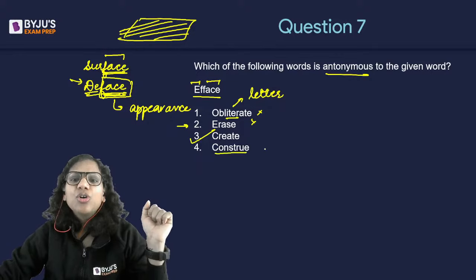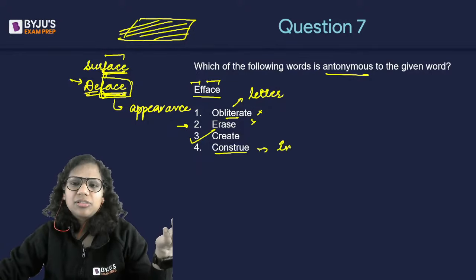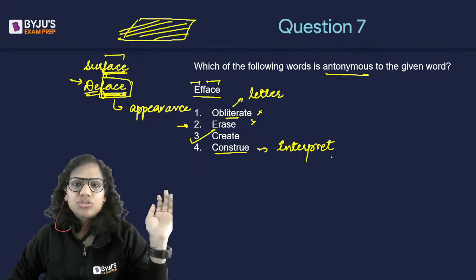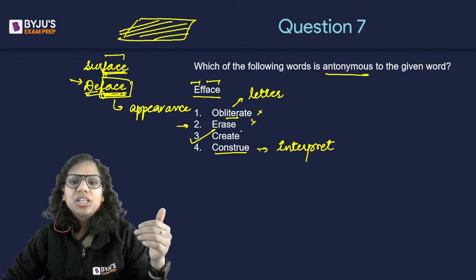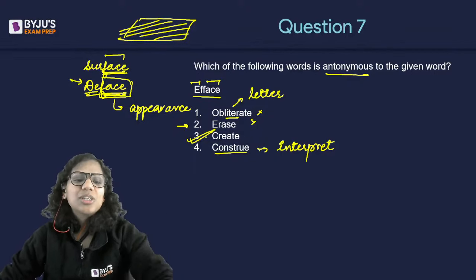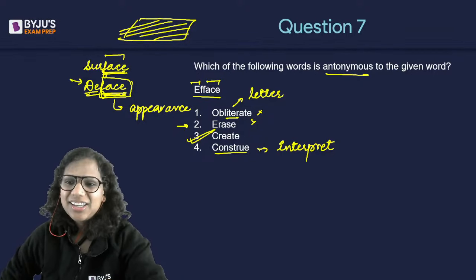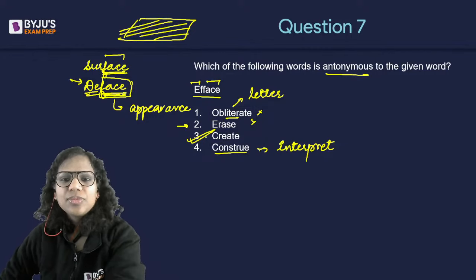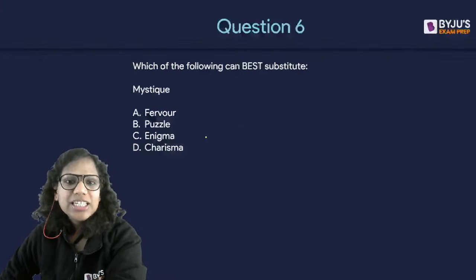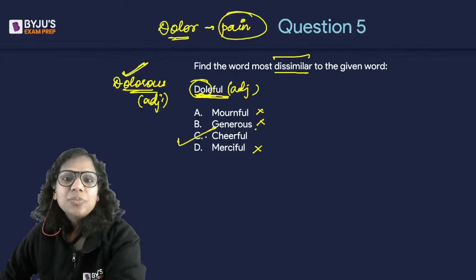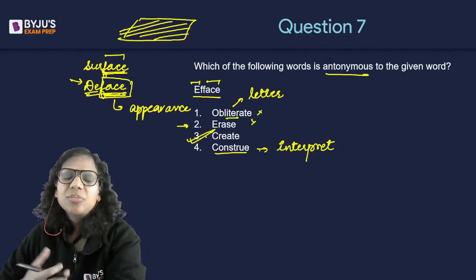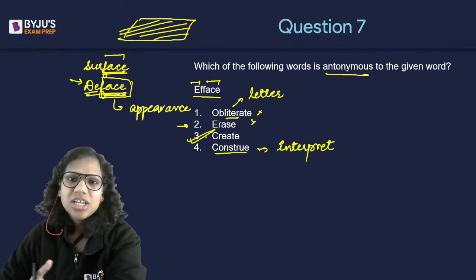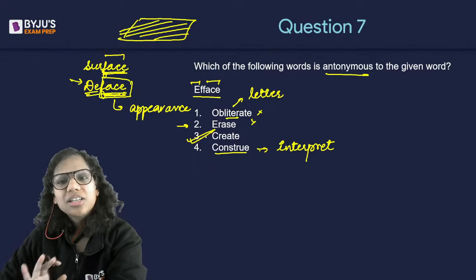Eliminated, eliminated. Construe means interpret. Okay, so if I say, my statement has been misconstrued, that means it has been misinterpreted. So this has to do with interpretation, nothing with creation or destruction. That's why 3 is going to be our answer here. All right. So these words, efface, mystique, doleful, these are high frequency words, trust me. These are not some archaic words, some literary words, formal words that I'm telling you. These are words that are used often in English.